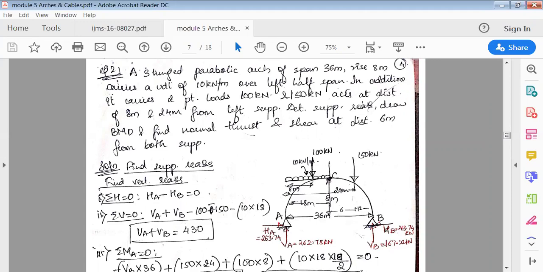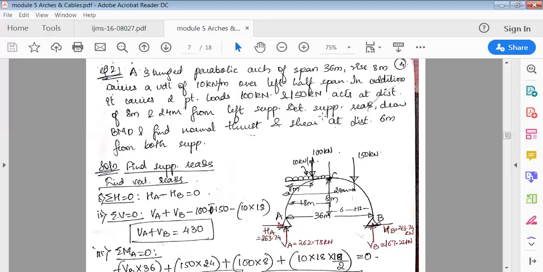And then in addition, it carries 2 point loads, 100 kilonewton and 150 kilonewton, which act at a distance of 8 meter and 24 meter from the left support. Okay, so from the left support, that is A, there is a point load of 100 kilonewton at 8 meter and 150 kilonewton at 24 meter from the left support.